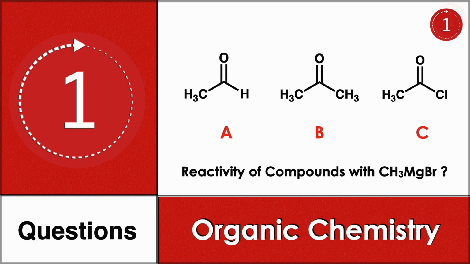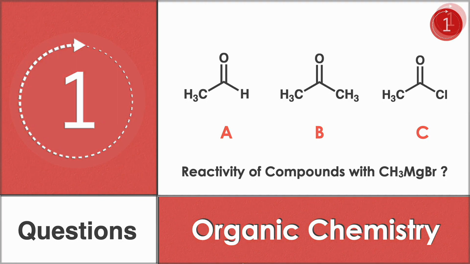Daily one question for you. Here three different carbonyls are given. A is aldehyde, B is ketone, C is acid chloride. You should find the reactivity difference with Grignard reagent.